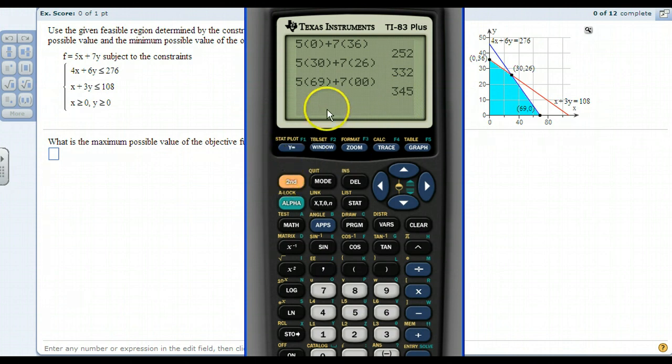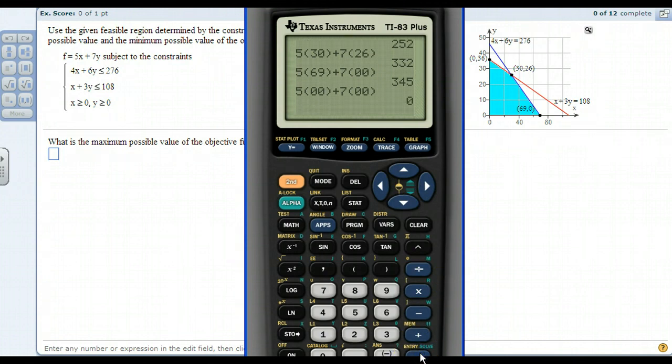Alright, and then again, you always need to check the double zeros. And that's also one of the endpoints of this region. So 0 for x, 0 for y, obviously that's going to make it equal to 0. Alright, so the maximum possible value for the objective function is 345 according to this.